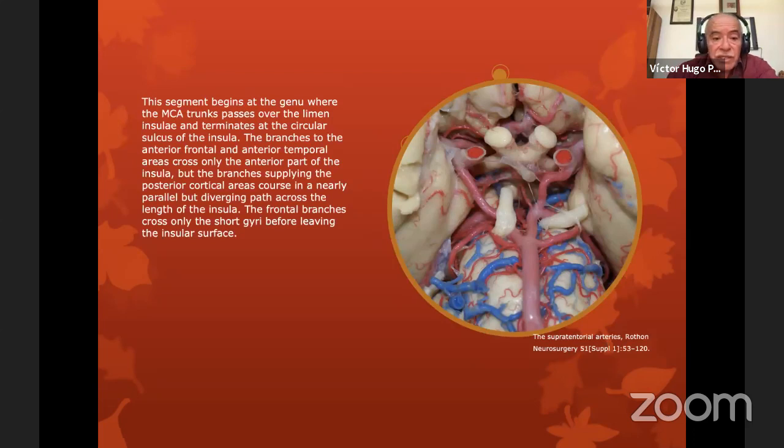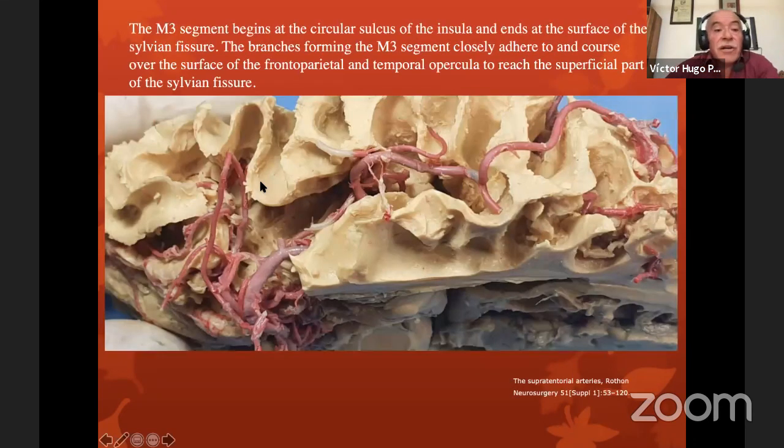This segment begins at the genu, where the middle cerebral artery trunk passes over the limen insulae and terminates at the circular sulcus of the insula. This is the second segment. The branches to the anterior frontal and anterior temporal areas cross by the anterior part of the insula. The M3 segment begins at the circular sulcus of the insula and ends at the surface of the sylvian fissure. This is the sylvian fissure.